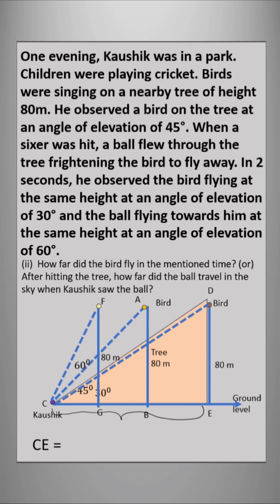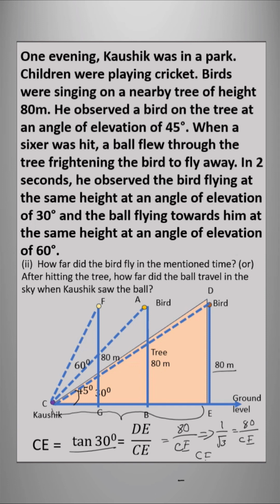DCE. In right angle triangle DCE, tan 30 is equal to, this is 30 degrees, no? So tan 30 is equal to DE by CE. Here DE is 80 meters. CE we have to find out. It implies that tan 30 is 1 by root 3, that is equal to 80 by CE. So CE is equal to 80 root 3 meters.